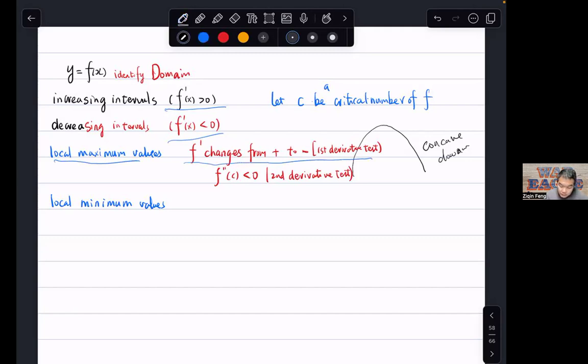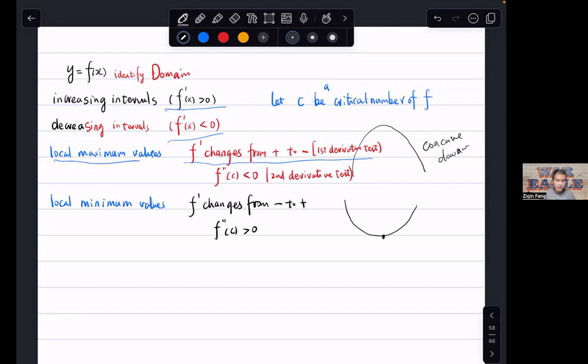And for a local minimum, just change it accordingly. Then f prime changes from negative to positive. This is the first derivative test, or f double prime of c is greater than 0. This is the second derivative test. So that's a local minimum, which means your curve has to be concave up, which means the second derivative is positive.